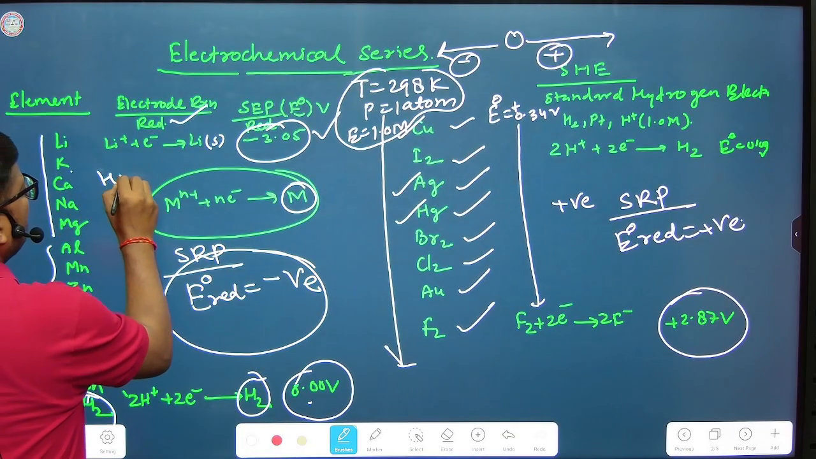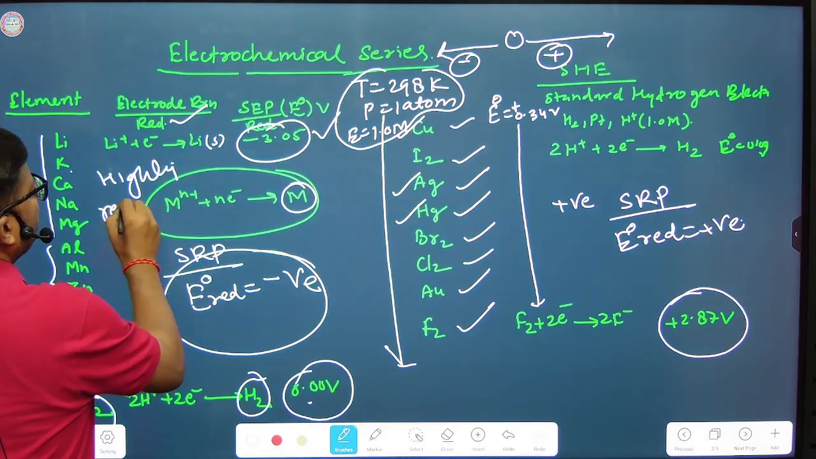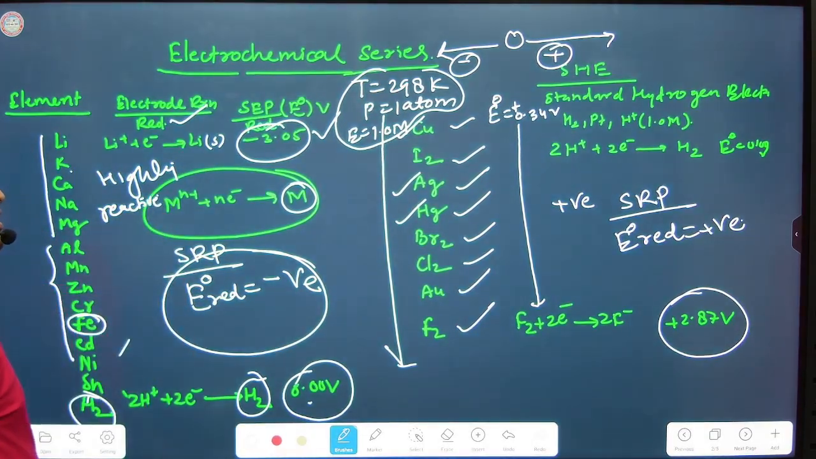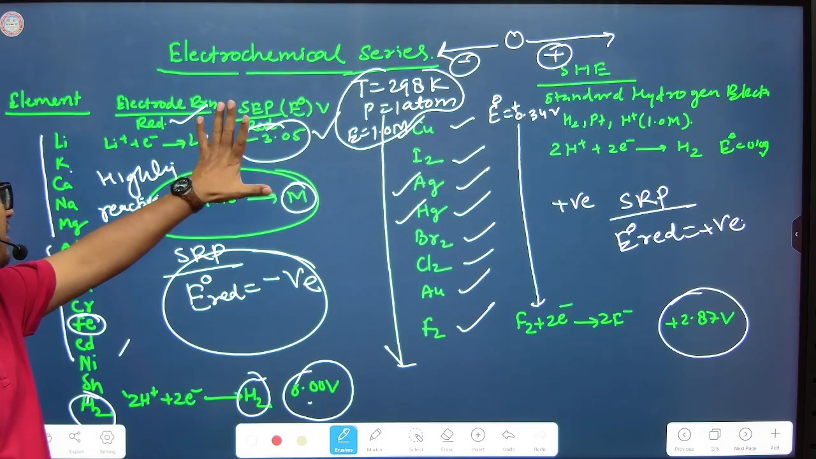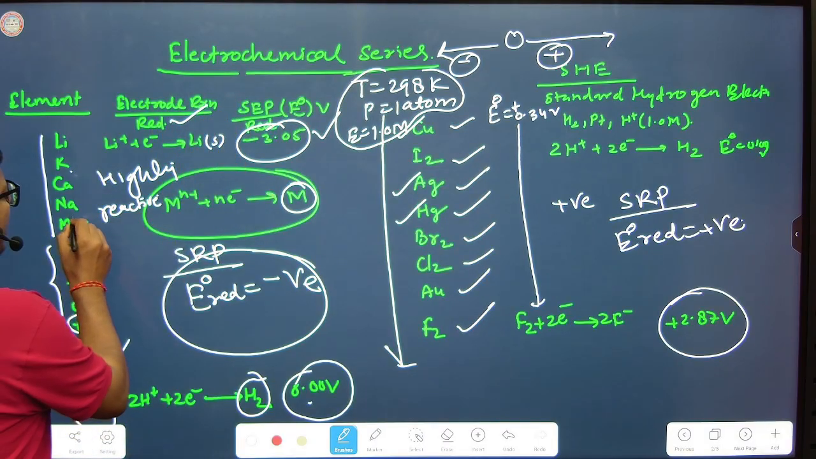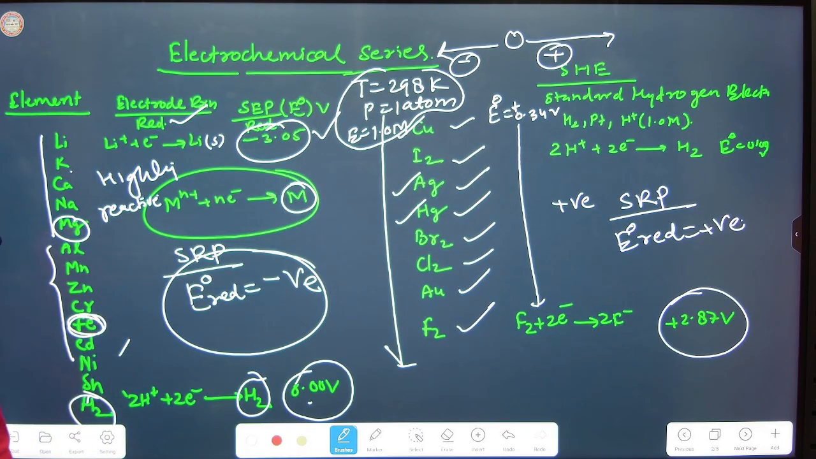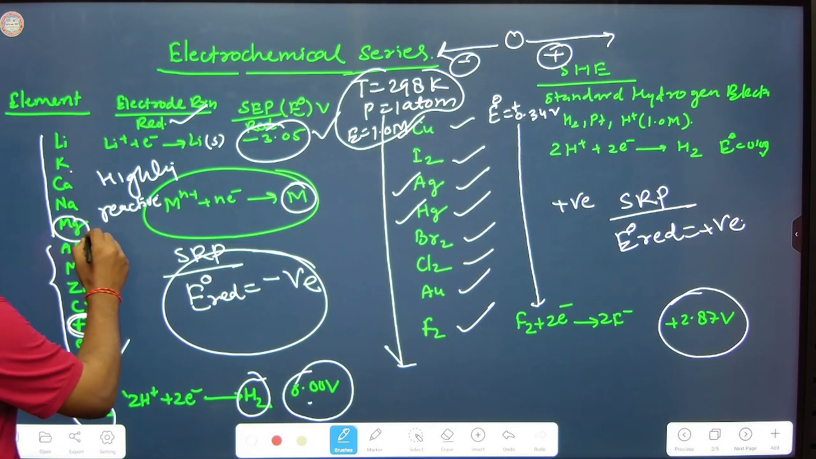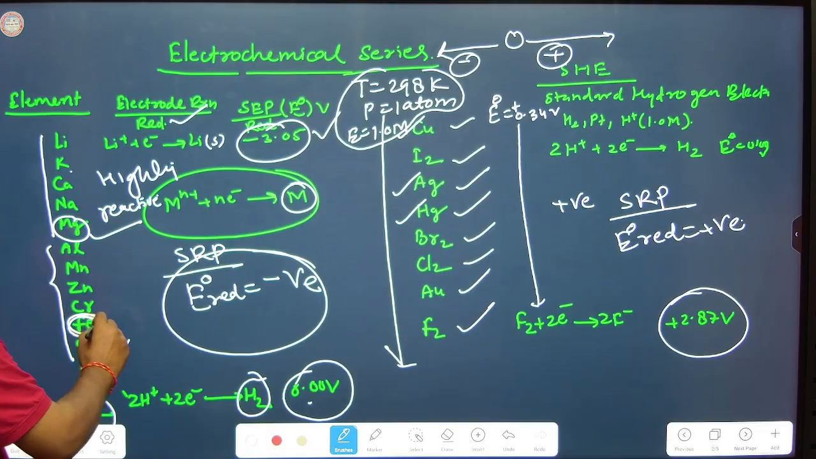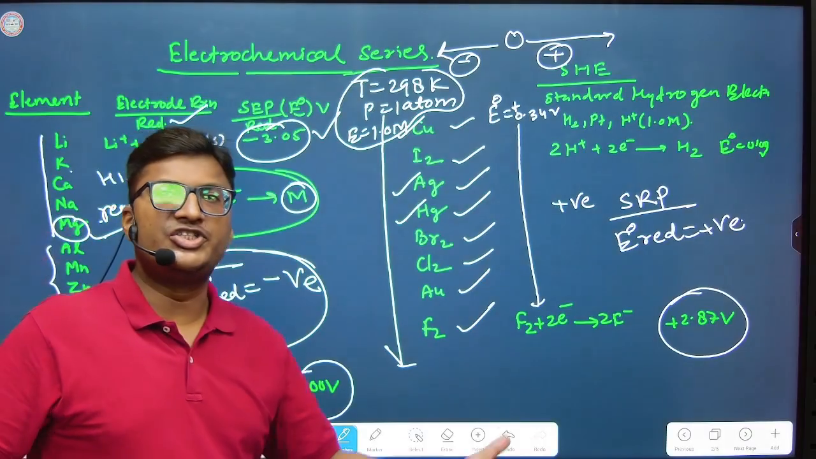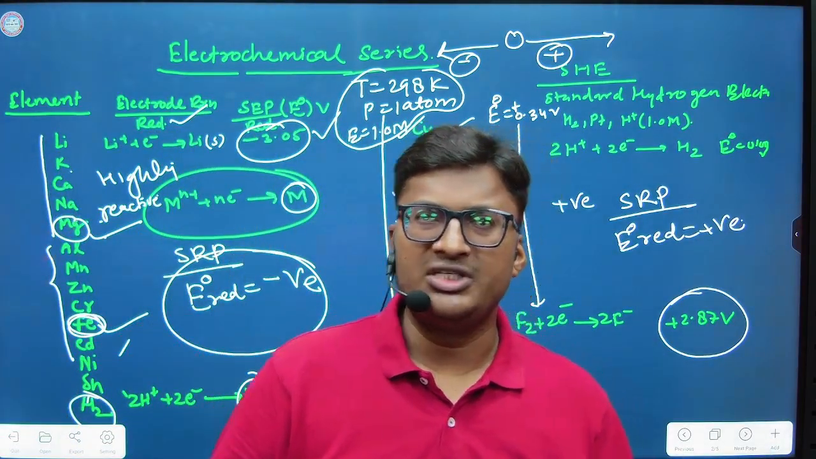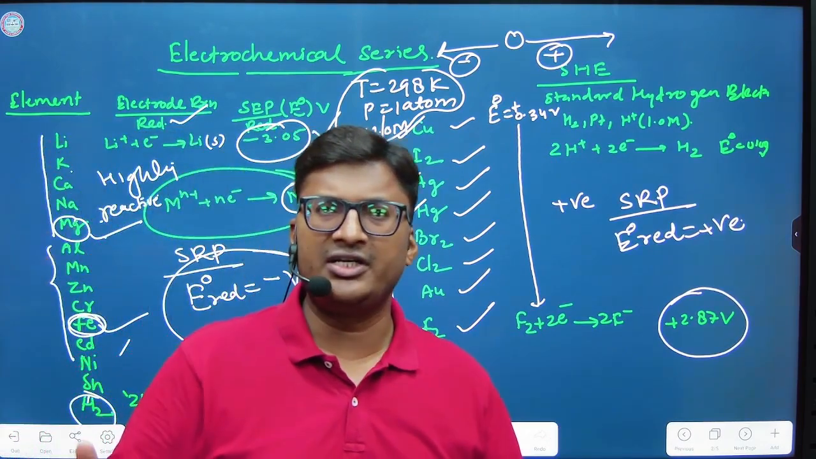They are highly reactive, right? And the larger the value of negative standard reduction potential, the higher the reactivity. Suppose we have magnesium and we have iron, right? The more reactive metal will be magnesium, and the less reactive metal will be iron, because magnesium has a greater negative standard reduction potential compared to iron, right? And hydrogen has zero standard reduction potential. It means it can undergo either oxidation or reduction, it doesn't matter, right?